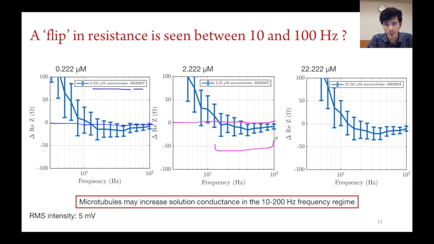And you see that across all concentrations. Do you see what I mean? Between 10 and 100 hertz, the delta Z is always negative. This does not mean that the resistance is negative. This means that the difference in resistance is negative. So microtubules minus buffer is negative, which means microtubules are actually conducting in just this regime, 10 to 100 hertz, and then they resist.